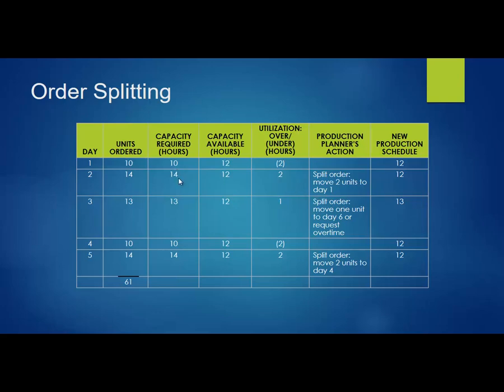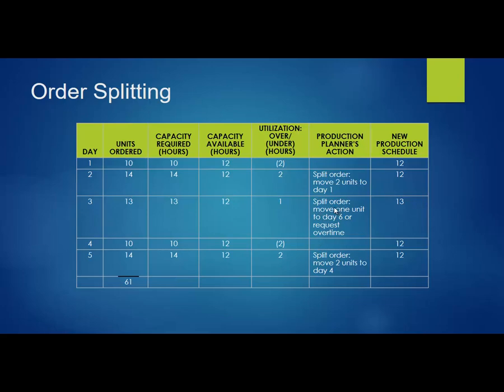Of the 14, we took 2 from the 14 and moved them to day 1. So split order, move 2 units to day 1, and by doing this now we have 12 and 12. For the third day, we split and we move to the fourth day. So we can start splitting and moving on until we get 12 every day.